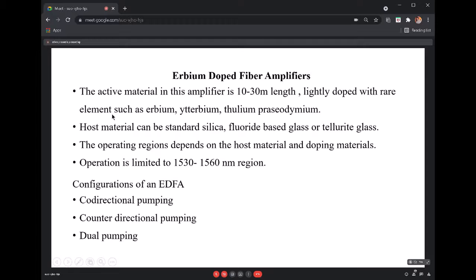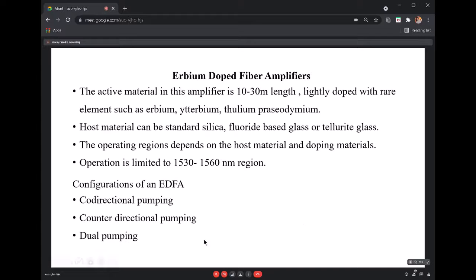That is not a general material we are going to use; we are going to use the rare earth elements because of their property. You take the base material, and to the base material you add erbium, terbium, thulium, praseodymium. So different materials are used. But the standard host material will be standard silica, or fluoride based glass, or telluride glass. That is the base material you dope in order to enhance the photons.